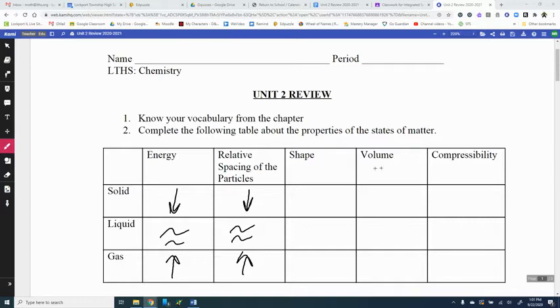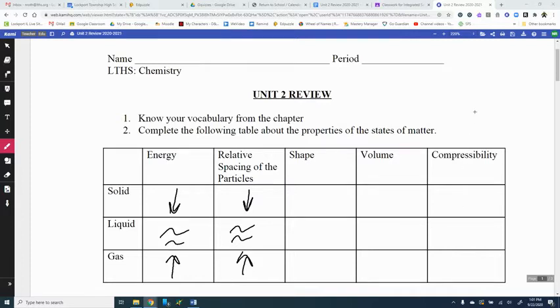Volume, same situation, fixed or variable. Again, solid has a fixed volume. That means it does not take up the space of its container. Liquid also has a fixed volume. Gas has a variable volume, meaning it takes up the entire space of its container.